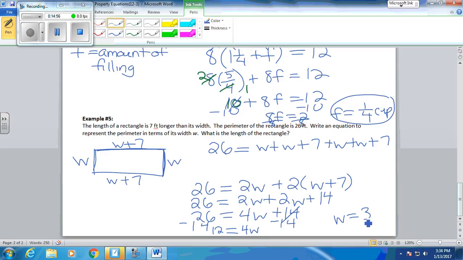So they're asking what was the length of the rectangle. So the width is 3. So if the width is 3, the length has to be 3 plus 7. So the length has to be 10. So the length is 10. You need to be clear that that is your answer that you've labeled.